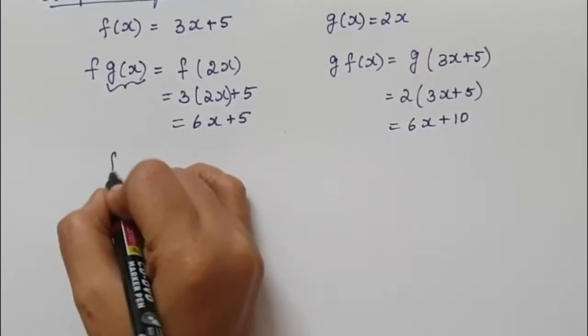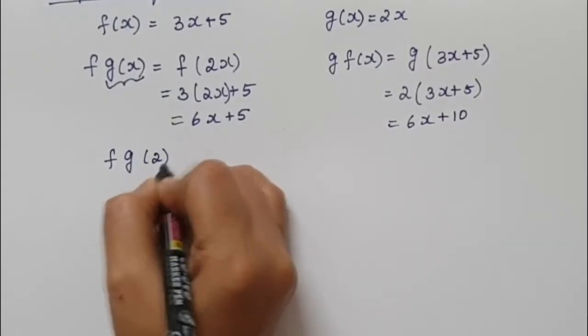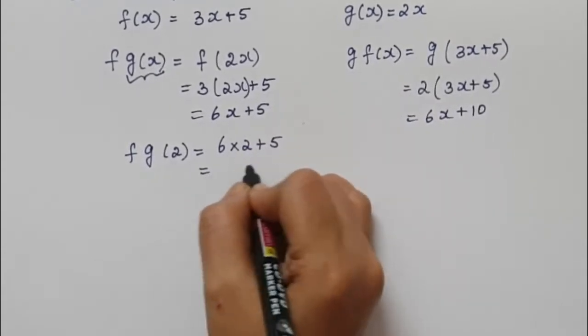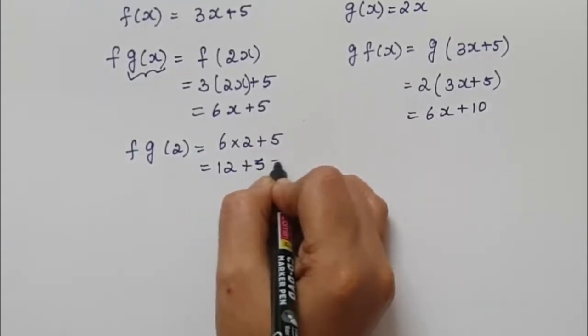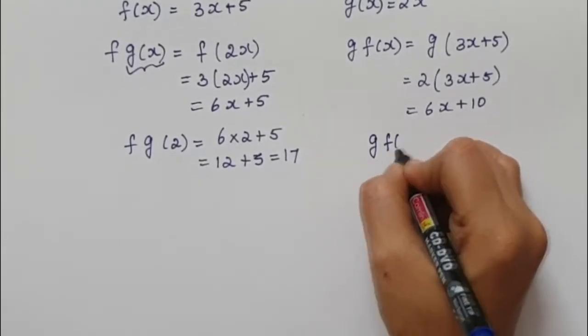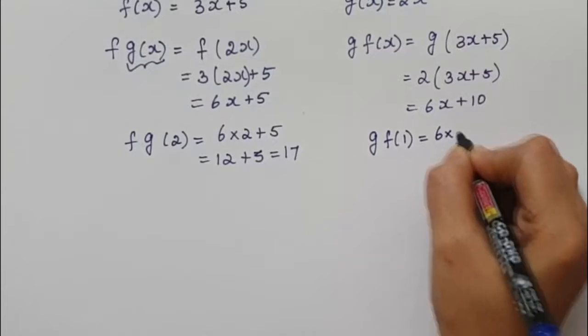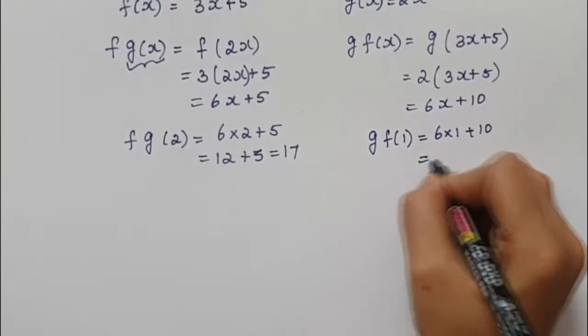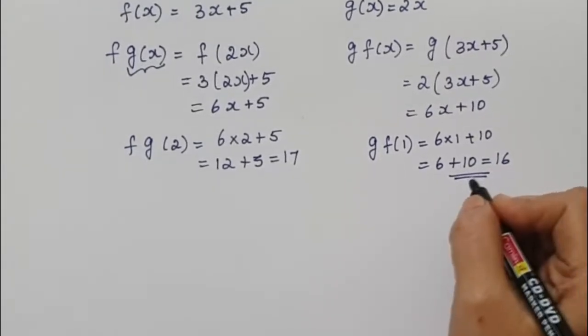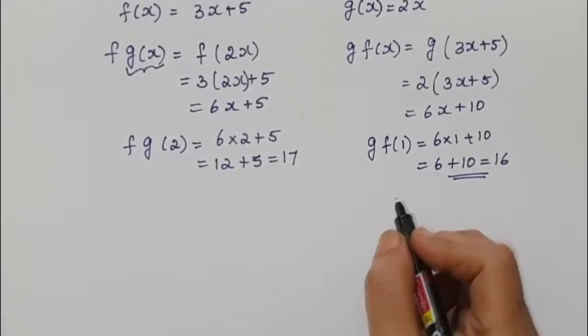The same thing if you want to find fg of 2. Then replace x by 2: 6 multiplied by 2 plus 5. So 12 plus 5, which will be equal to 17. In the same way, if you have to find gf of 1, it is 6 multiplied by 1 plus 10. So 6 plus 10, which will be equal to 16. This is how we find our composite functions.